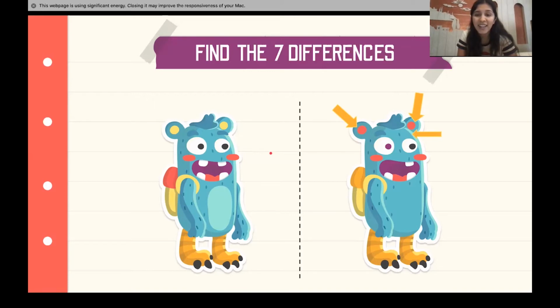Yeah, the tooth. He's missing a tooth right here. He has only 1, 2, 3. And he doesn't have this one. And right here, he had 1, 2, 3. He had 4 of them. But this one, he's missing one. What else did you find?